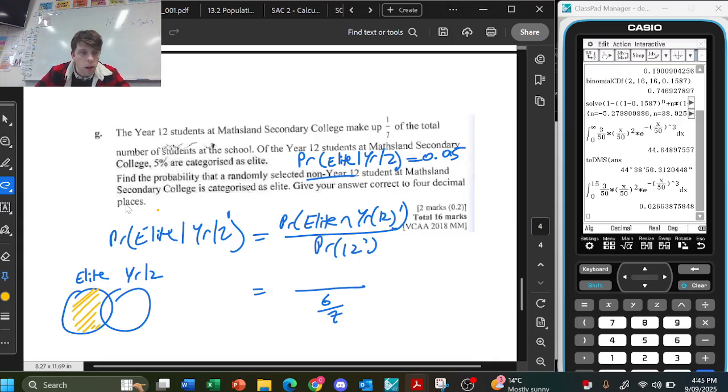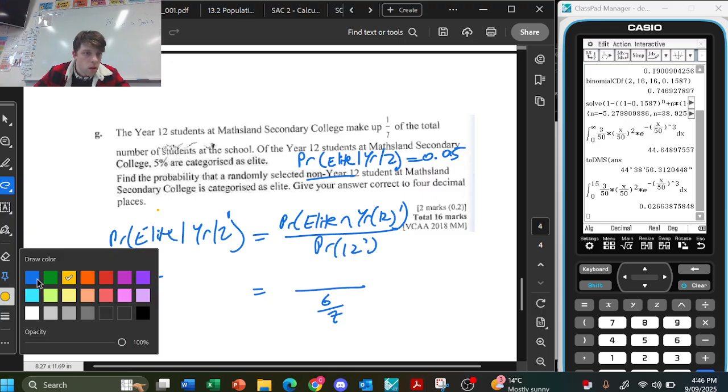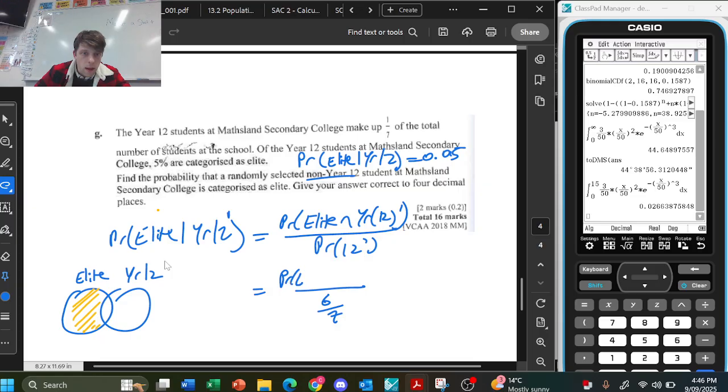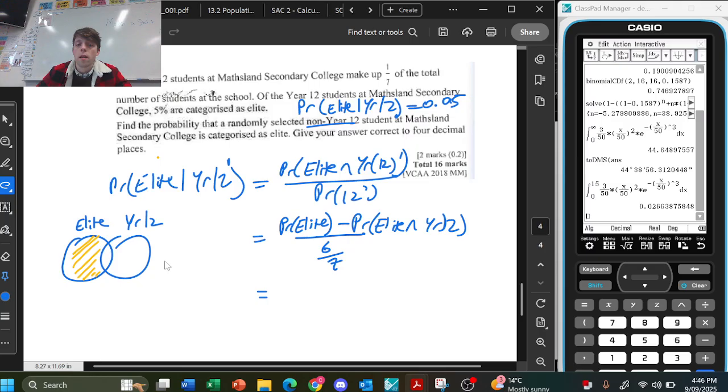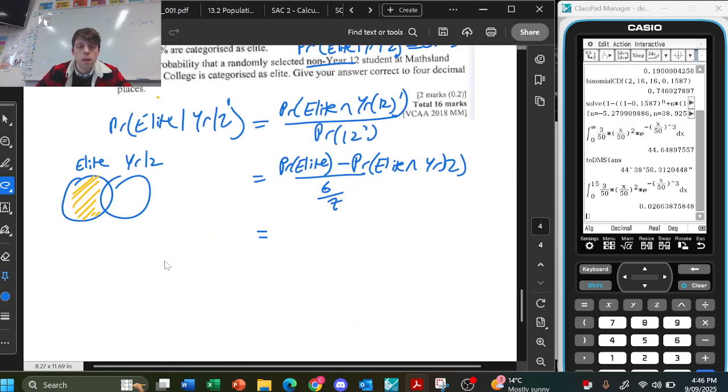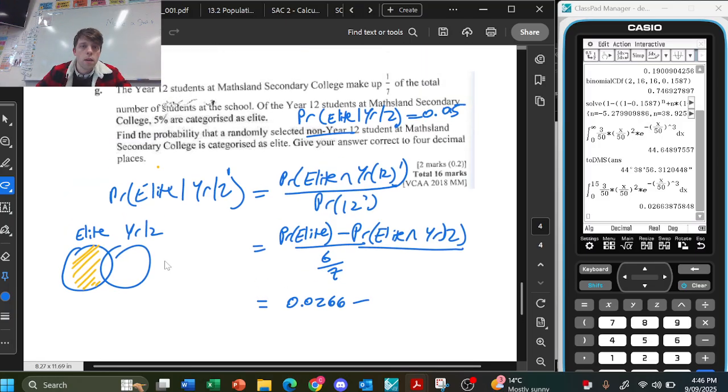So how can we work that out? Well, that is equal to the probability that they are elites minus the probability that they are elites and in year 12? Yes, that would be it. So the probability that they are elites, we got that in the last question. So that's this number here. So that's 0.0266. The probability that they're elites and in year 12, that must be this value up here.